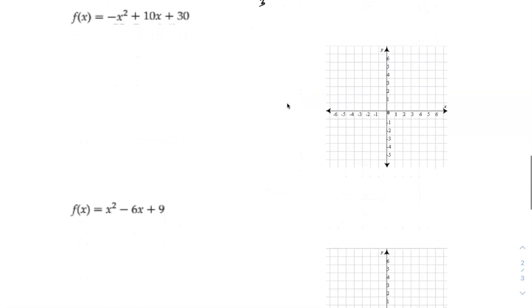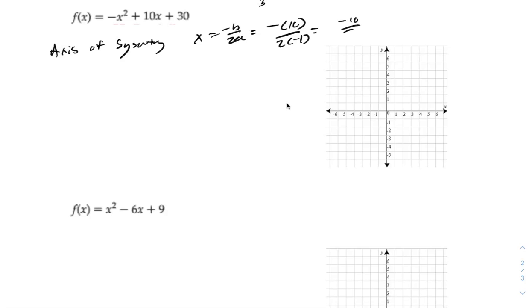Let's then do the next one. So let's find the axis of symmetry first. So x equals -b/2a. So -10 over 2 times -1. So -10 over -2. So 5. X equals 5. So like that.